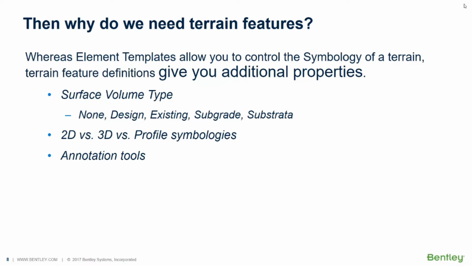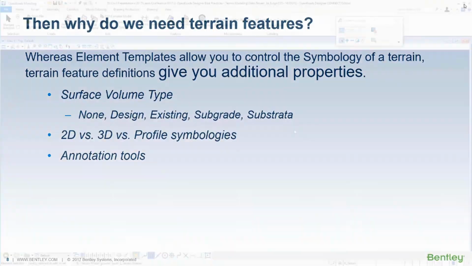For example, they allow you to define the surface volume type, whether it's existing surface, a design surface, a subgrade, or a substrata. The other thing it allows you to do is differentiate from different views. So for example, with a feature definition, you could say I want it to look this way in 2D, this way in 3D, and a different way in profile. And then finally, you also have the ability to add annotation definitions to it as well.